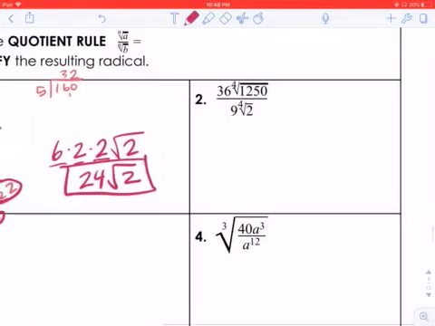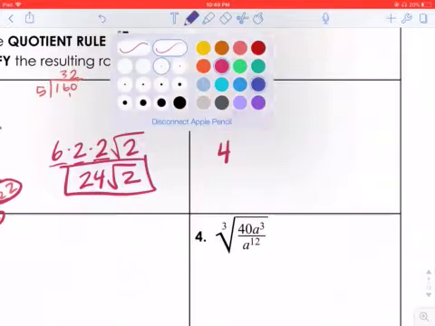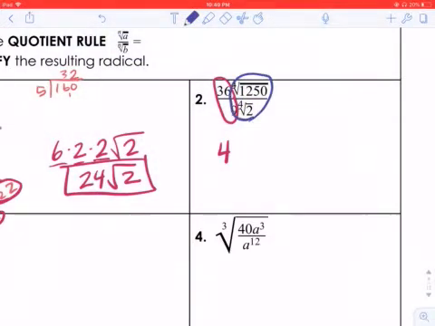So if I look at number 2, same thing. I've got outsides with outsides. 36 divided by 9 is 4. And then I have insides with insides. So I have the 4th root, and 1250 divided by 2 is 625. From there, I just need to simplify.